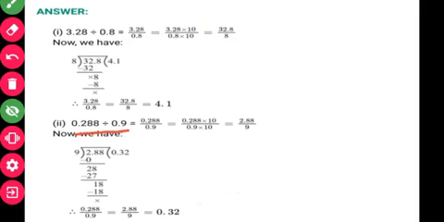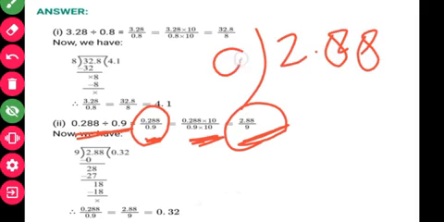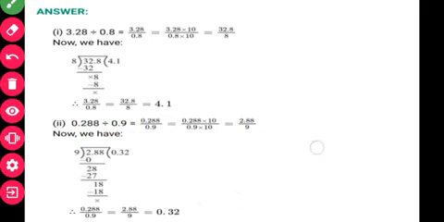Similarly, the second part is 0.288 divided by 0.9. It can be written as 0.288 upon 0.9. So we'll multiply by 10, because there is one decimal place here. We'll multiply by 10 in numerator and denominator. So this will be 2.88 by 9. Understand? Now divide 2.88 by 9. You will get 0.32. Understand?